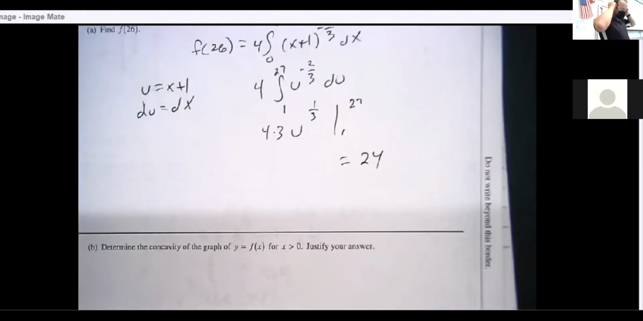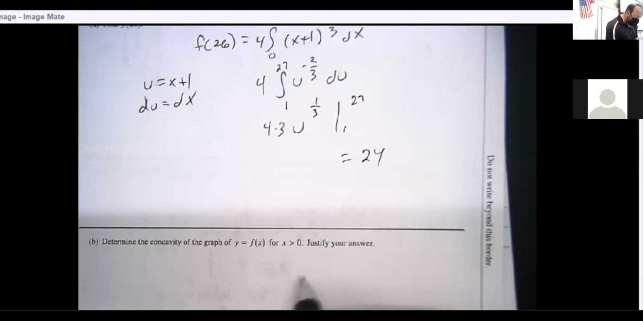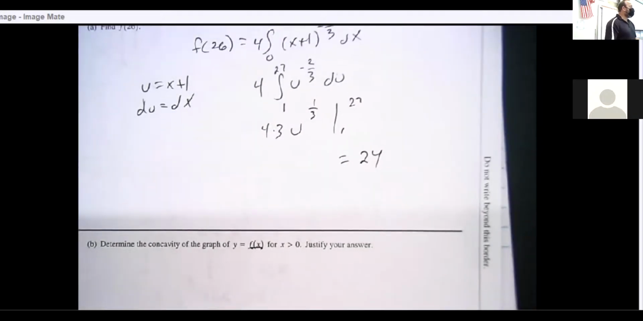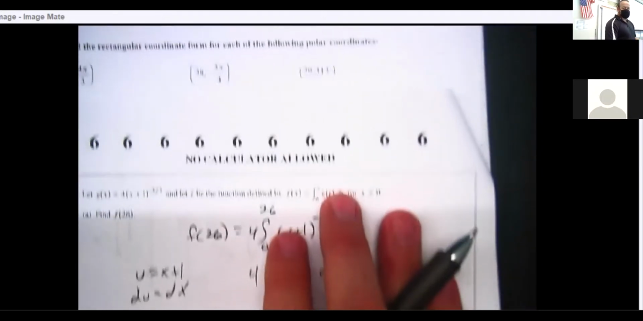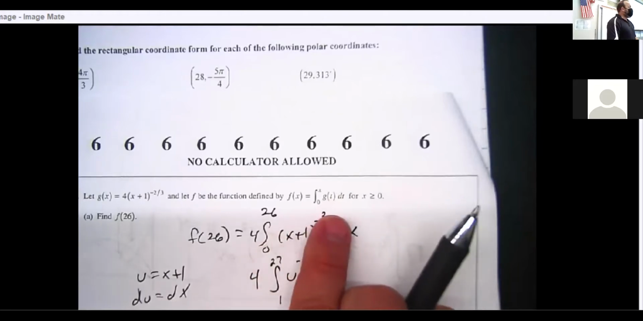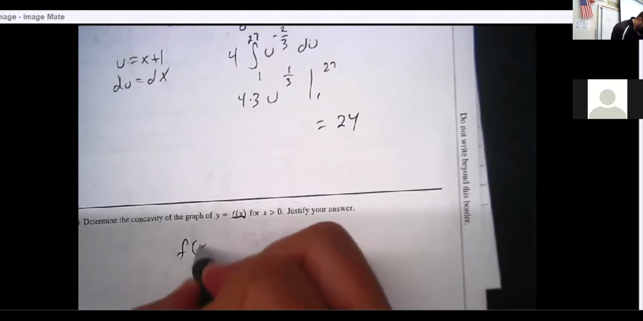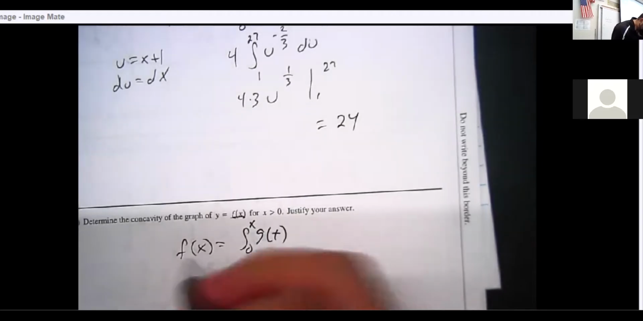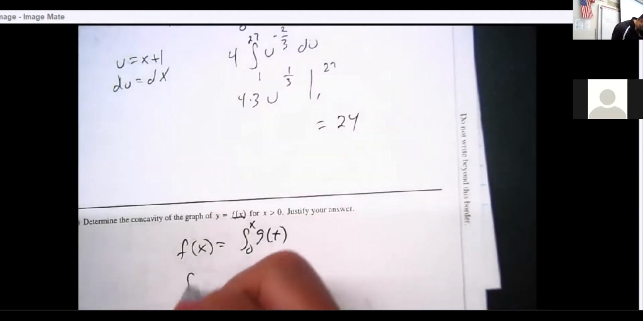And now they said, let's determine the concavity. How do you do the concavity? What is that? The derivative, but it said the concavity of f. But be careful. What is f? F is the integral of g. So you have to be a little bit careful because if f is equal to this, then what is f prime?